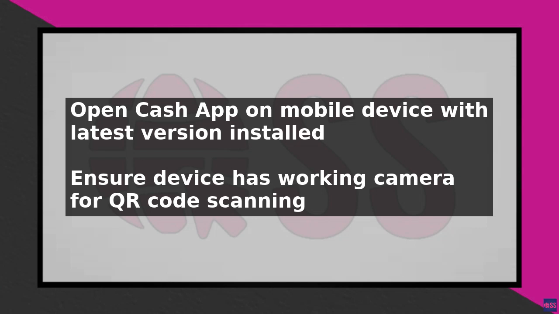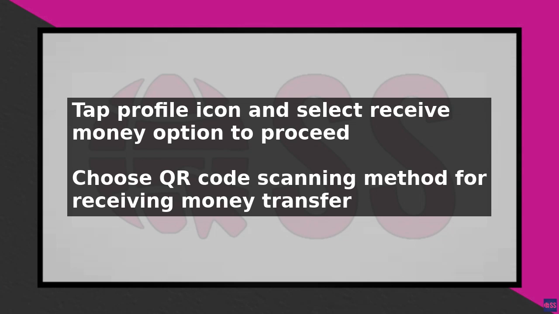Then select the option to receive money. Next, choose the method you want to use to receive money, which in this case is scanning a QR code. You will then be prompted to allow Cash App to access your camera. So tap OK to proceed.